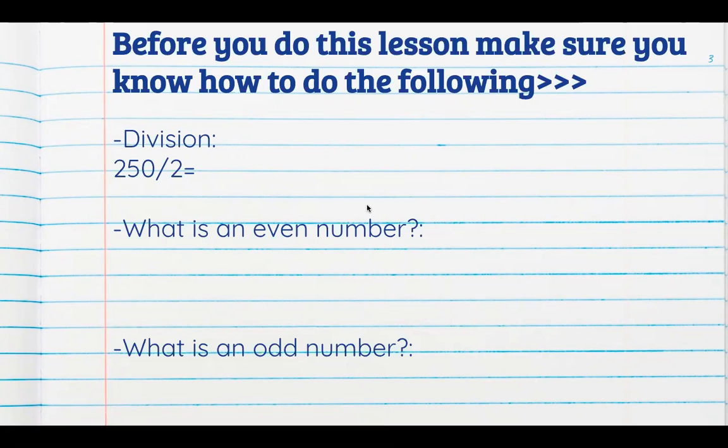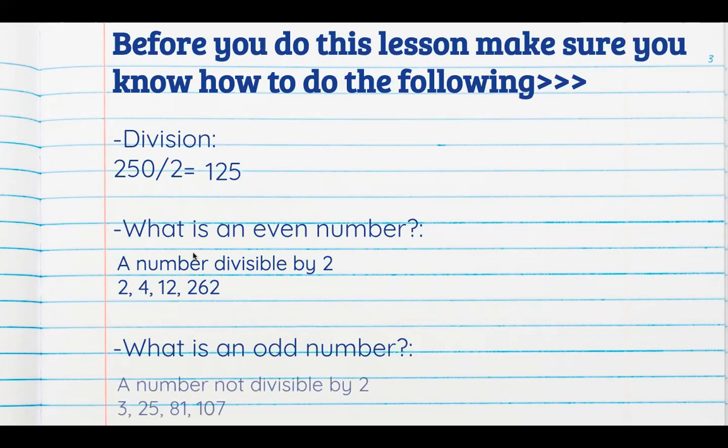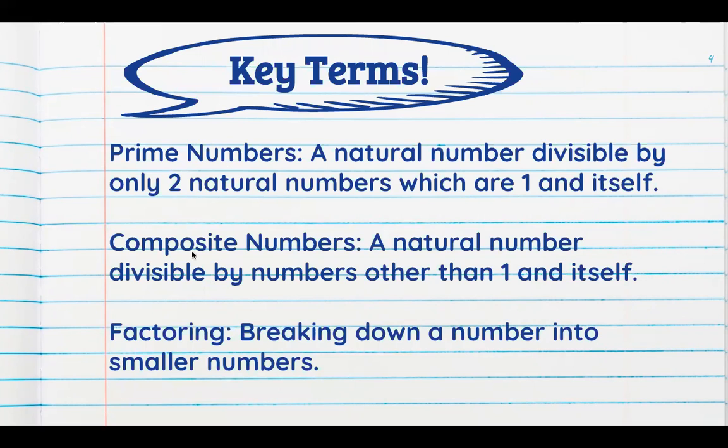All right, so hopefully you got that 250 divided by 2 was 125. An even number is a number divisible by 2, and some examples are 2, 4, 12, and 262, since all of those numbers can be divided by 2. And an odd number is a number not divisible by 2. So 3, 25, 81, and 107 are numbers that are not divisible by 2, which is why they're odd. So hopefully you were able to correctly divide and know what an even number and odd number was before moving on.